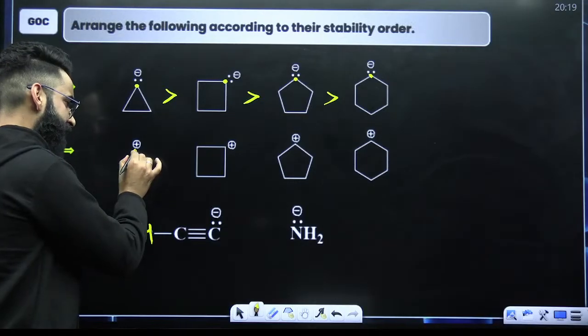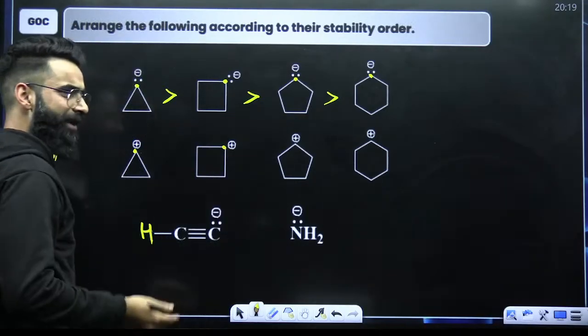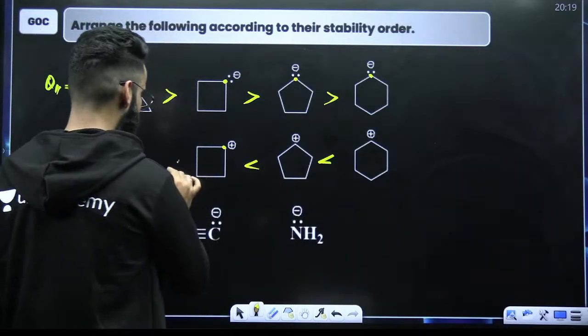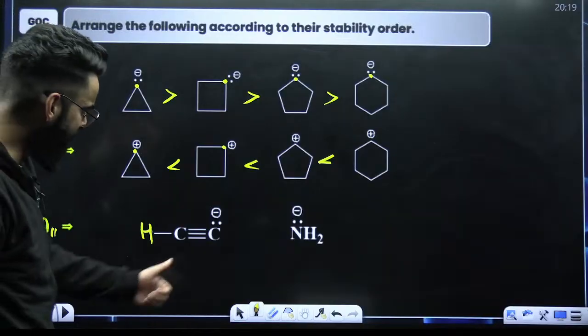This carbon is more electronegative as compared to this particular carbon, right? And you know positive charge is more stable on a less electronegative element. So this is going to be the stability order over here. Okay. What do you think about this one?